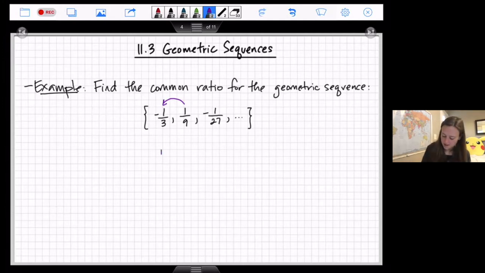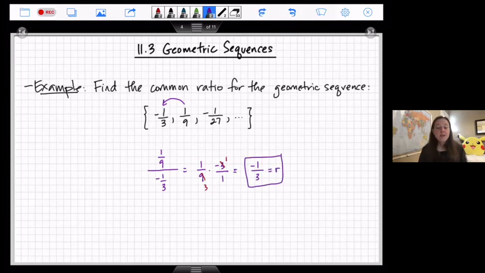I'm going to take 1/9 and divide it by the previous term, -1/3. That's dividing fractions. We're going to keep, change, flip, or however you learn to divide fractions. Flip the -1/3 over, and then simplify. The 3 and the 9 reduce to 3. And I get -1 on top and 3 on bottom. So that's my candidate for the common ratio.